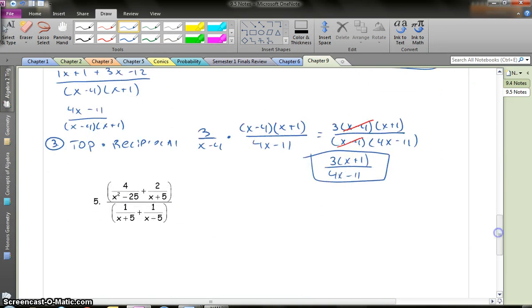Okay, so again, try 5 on your own. You have to simplify the top and the bottom and then multiply them in the third step.